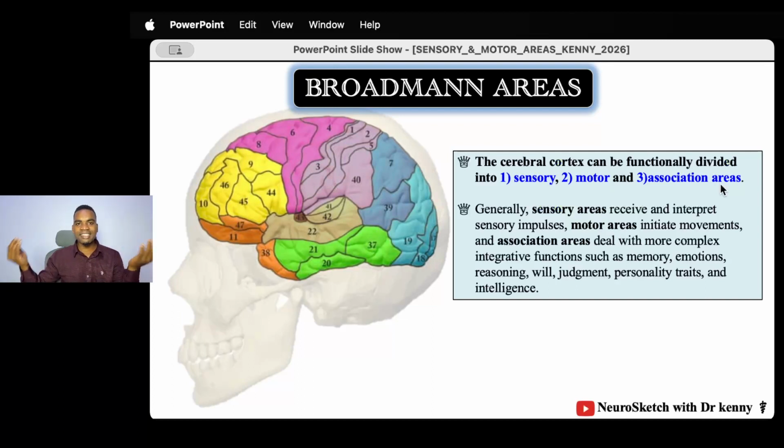And the general rule is easy. The sensory areas receive the sensory information and interpret it. The motor areas initiate movement, motor for movement. And the association areas deal with the more complex integrative functions, things like memory, emotions, reasoning, judgment, will, personality traits, and different intelligent functions. And this is how the whole cerebral cortex is organized, into sensory, motor, and association areas.